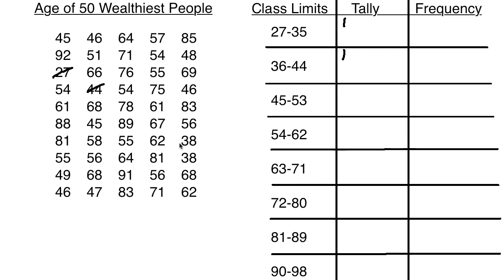Here's a 38. So 38 would also get placed into the class between 36 and 44. So I'll put another tally mark. And then as I continue along, here's another 38. So that would be placed here as well. And then continuing, I don't see anything else. So the frequency here would be 1 for this group, and it would be 3 for this group.